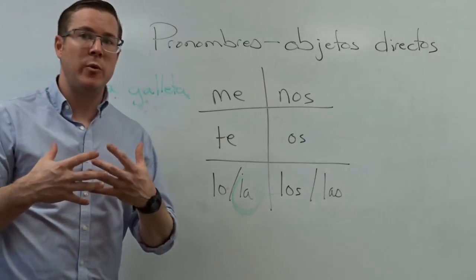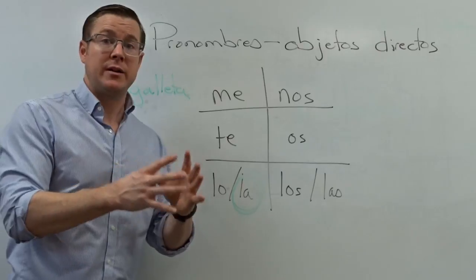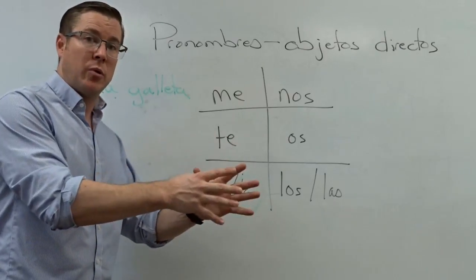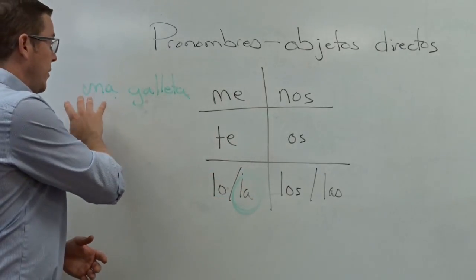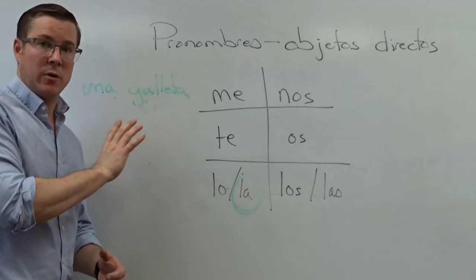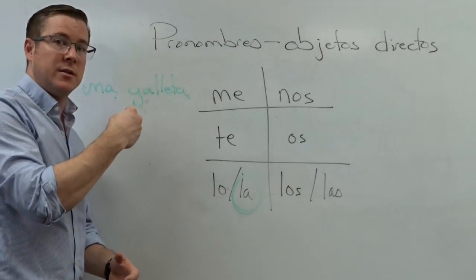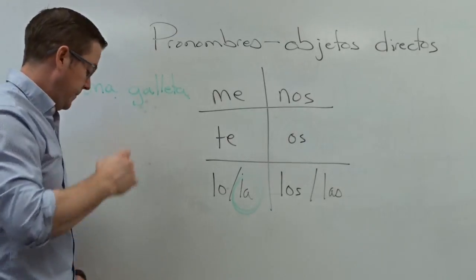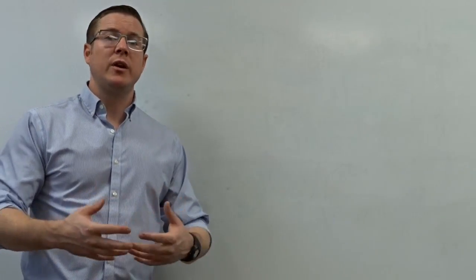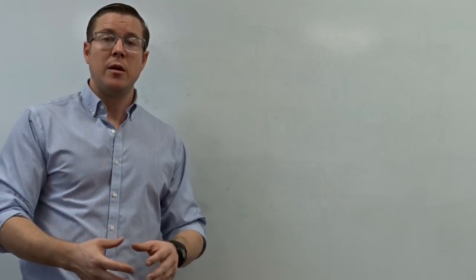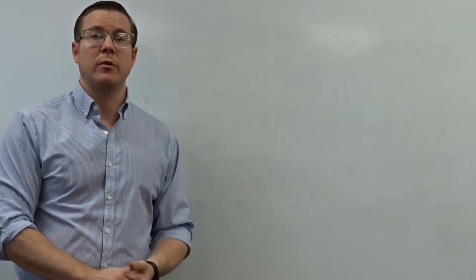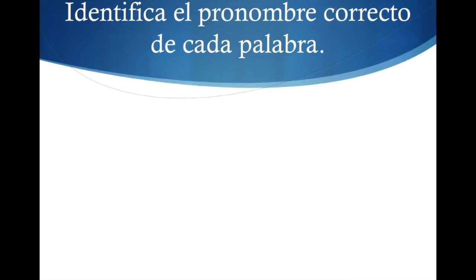So anytime we identify the direct object and it's in third person, we've got to identify whether it's a masculine or feminine word or noun, and if it's a singular or plural noun. In this next activity, see if you can identify the correct object pronoun based on the noun's gender and number. For this activity, identify what the direct object pronoun would be for the words that appear on the left of your screen.